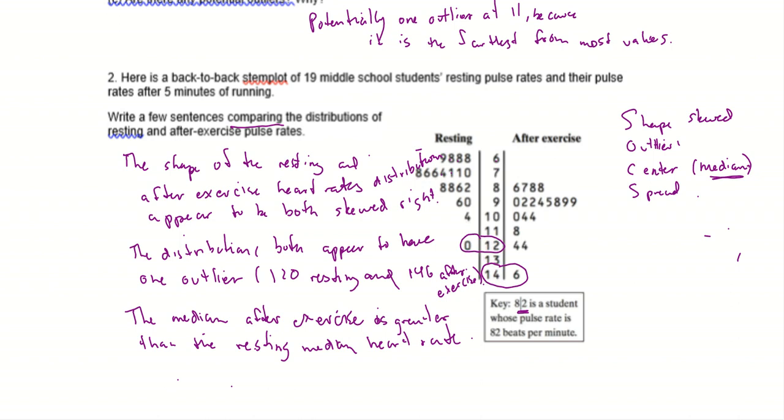What are the other things we know? And we're talking about spread. If we look at the spread, we can see that we're starting at 68. All right, so 68, and we look at the range. So 68, and we have all the way up to 120. And so there's a range of 52 beats. So this resting has a range of 52.